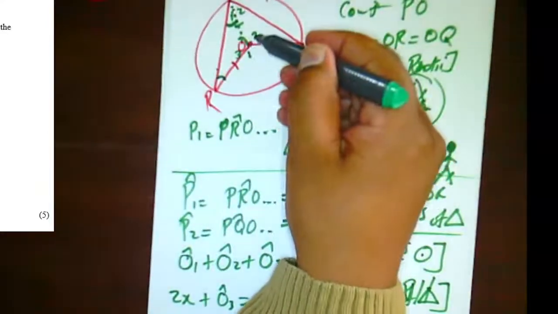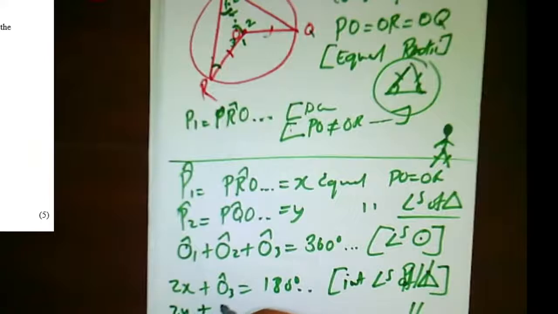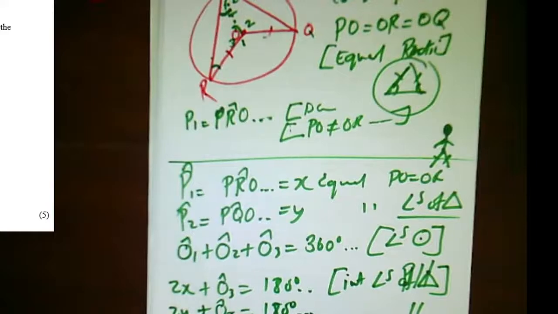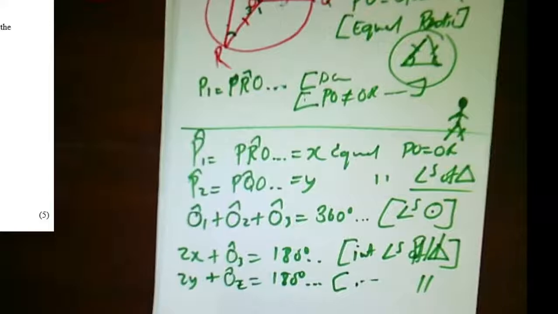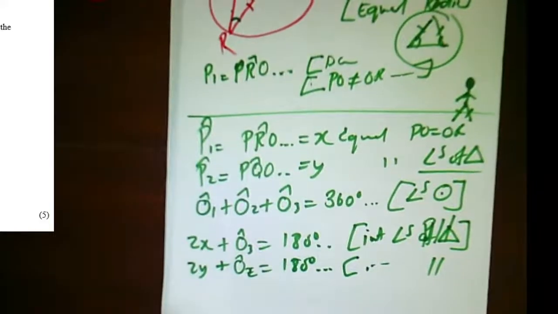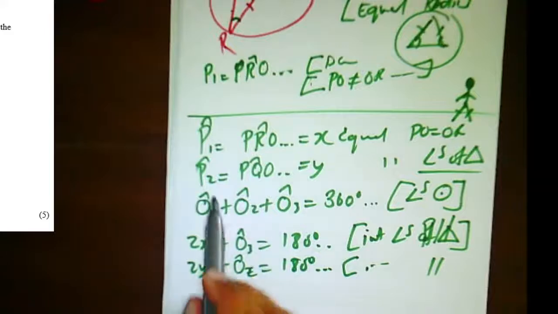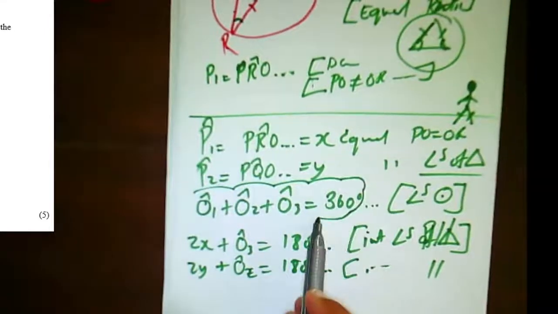Angle O2 is equal to 180 degrees. Reason being? Interior angles. Right? Same story there. Alright, learners. So now, look at this. I am now working towards this for simplification.